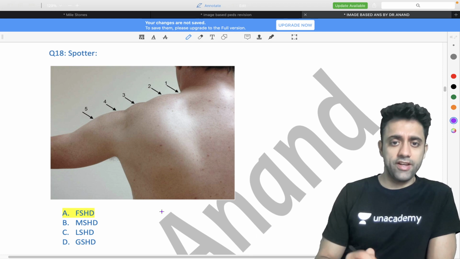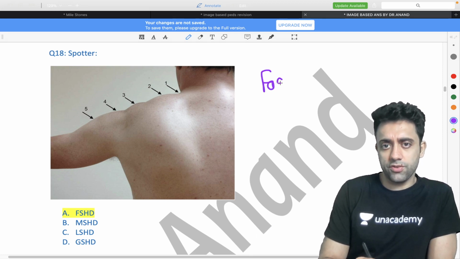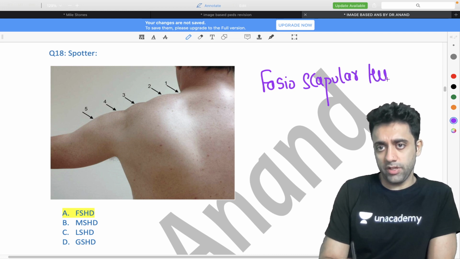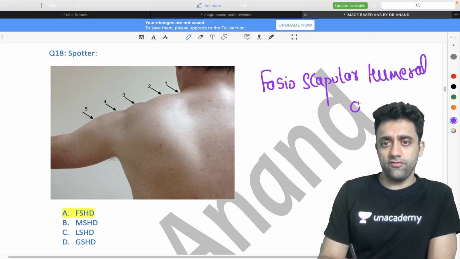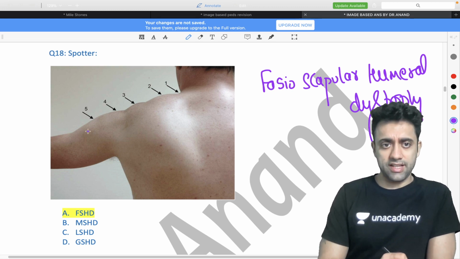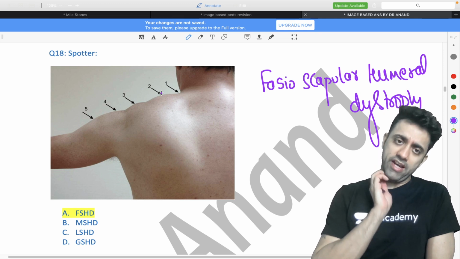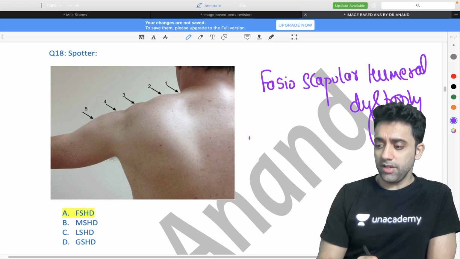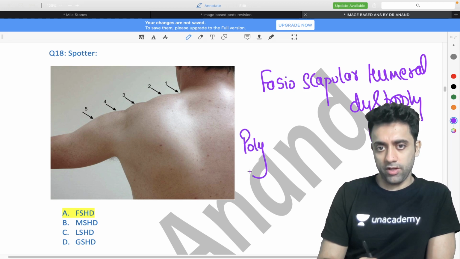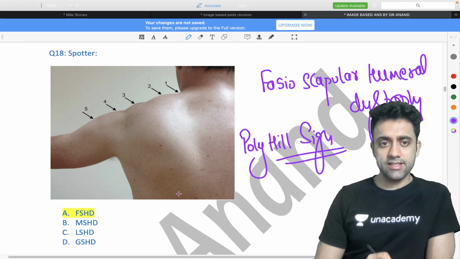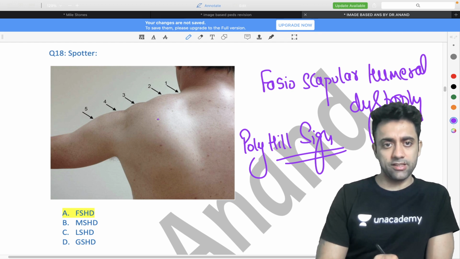Okay, so have you heard of facioscapular humeral dystrophy? So facioscapular humeral dystrophy, F is the case of FSHD. What is this sign? Can we hypothetically think that we are climbing on a hill? It's nothing but polyhill sign. What is this polyhill sign? Polyhill sign like this is nothing but polyhill sign.